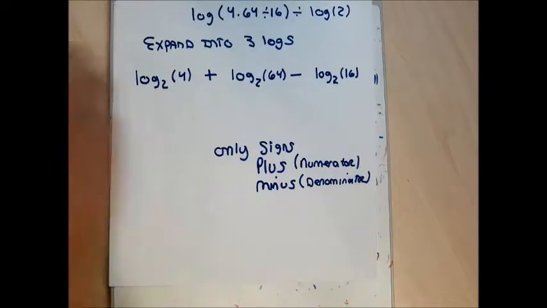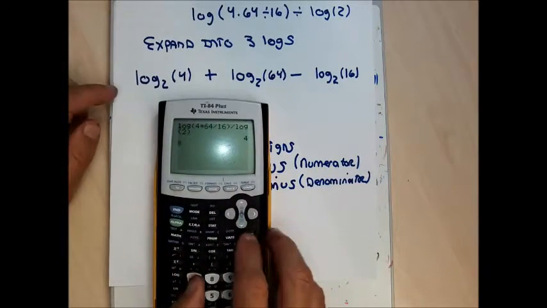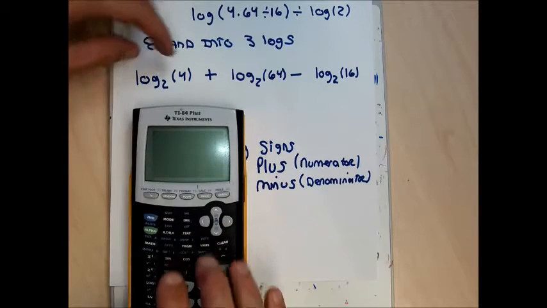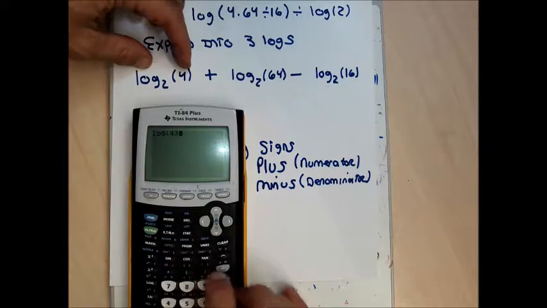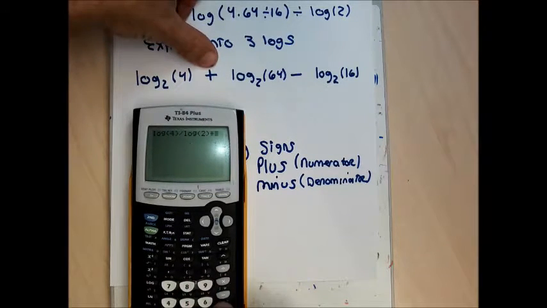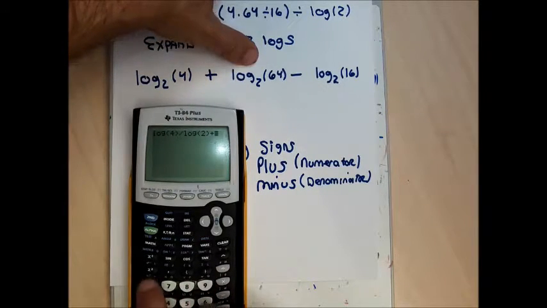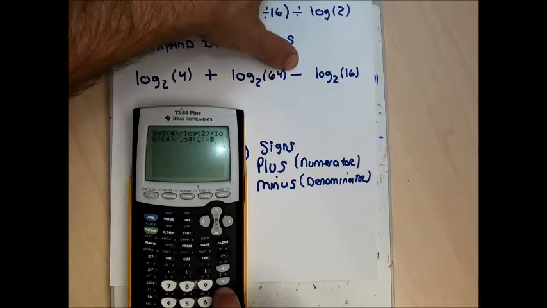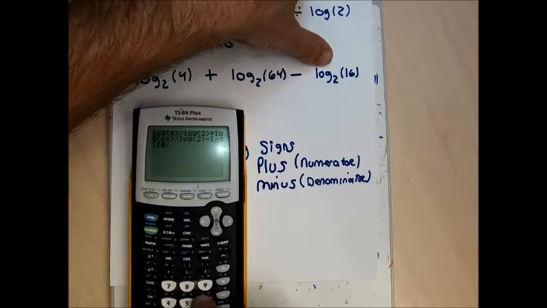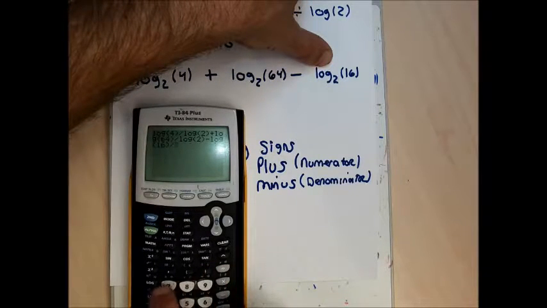And let me show you that it does equal 4. Real quickly, I'm going to do this on my calculator with 3 logarithms. The first log I'm going to do is the log of 4 divided by the log of 2. Got that entered. Now I'm going to tag on this plus sign. Next log is going to be the log of 64 divided by the log of 2. Then I'm going to put this minus sign. The last log is going to be the log of 16 divided by the log of 2.